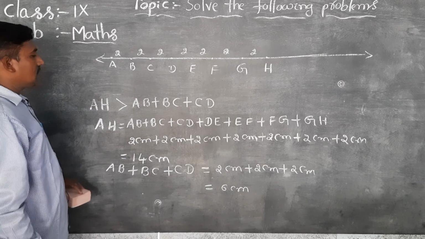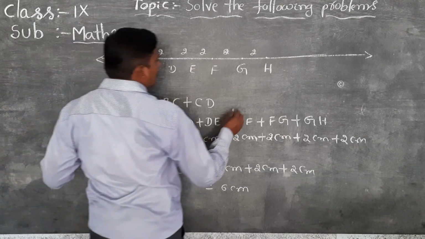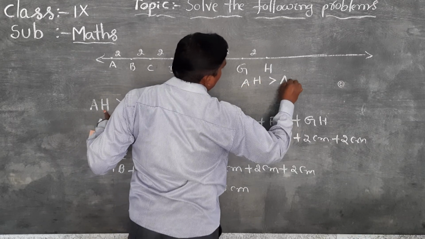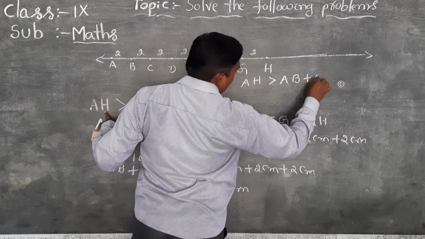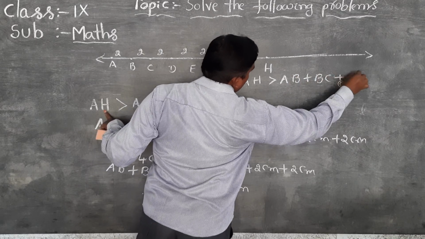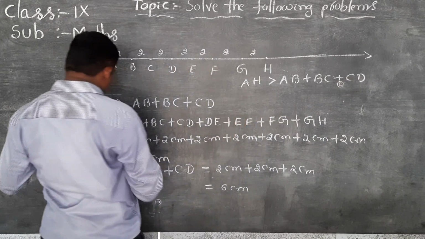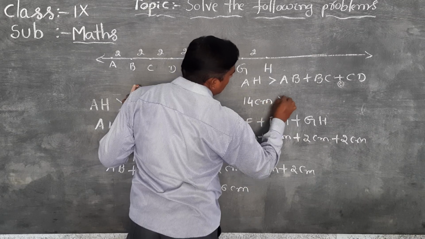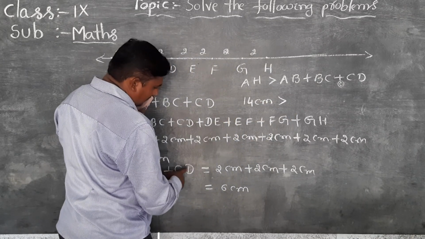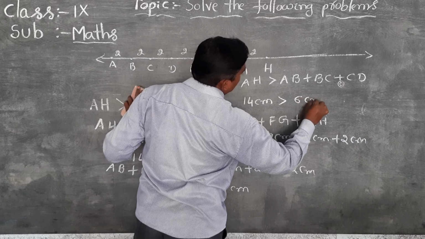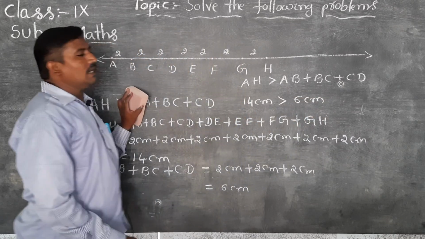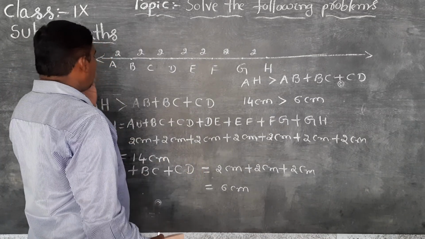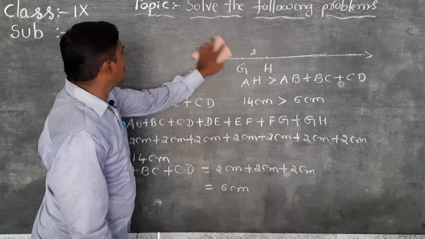Okay, 6 centimeters. Then, as given, AH is greater than AB plus BC plus CD. AH value is 14 centimeters. 14 centimeters is greater than AB plus BC plus CD, which is 6 centimeters. So here 14 is greater than 6 centimeters. Okay, we proved it.